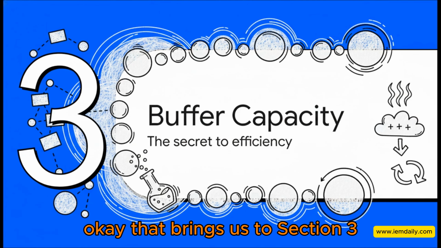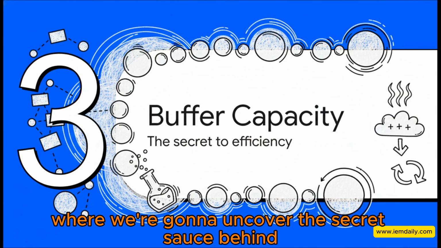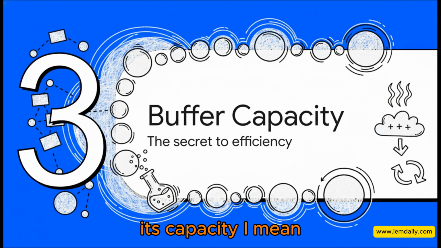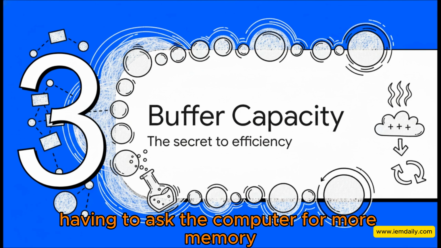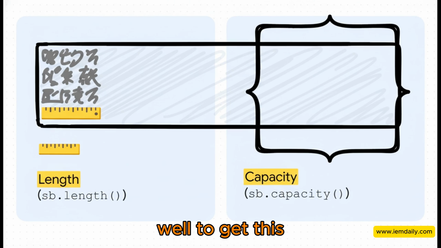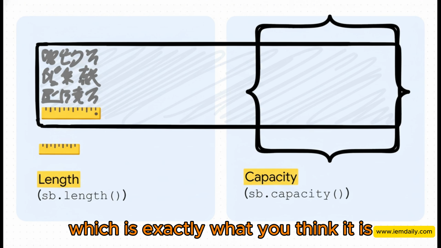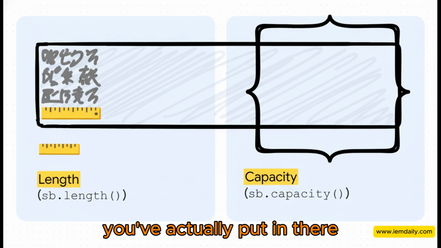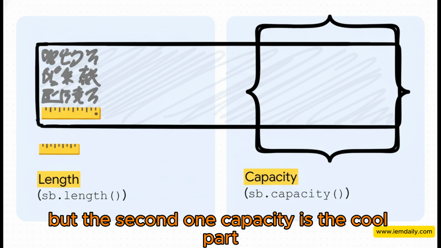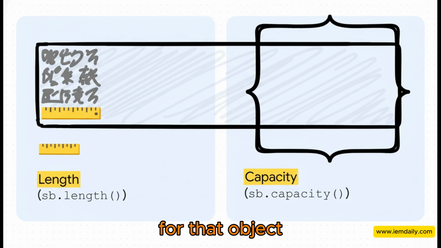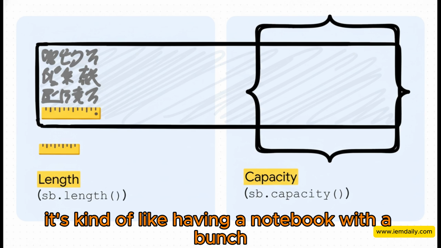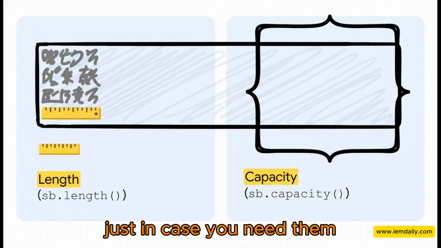Okay, that brings us to Section 3, where we're going to uncover the secret sauce behind StringBuffer's efficiency, its capacity. I mean, how does it manage to be so flexible without constantly having to ask the computer for more memory? Well, to get this, you need to know two key terms. The first is length, which is exactly what you think it is. It's just the number of characters you've actually put in there. But the second one, capacity, is the cool part. Capacity is the total amount of storage space that's been pre-allocated in memory for that object. It's kind of like having a notebook with a bunch of extra blank pages at the end, just in case you need them.